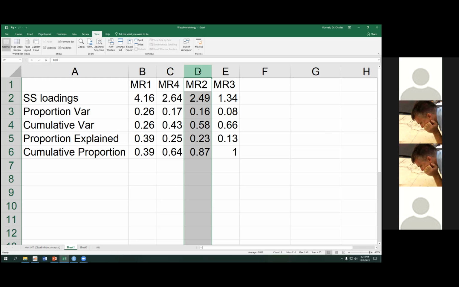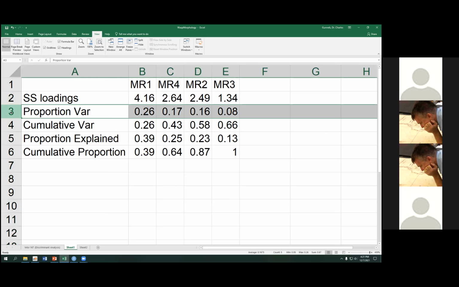The first factor explains 26% of the variation in the data. The second one explains 17% of the variation in the data, then 16, then 8% of the variation in the data. So each of these are doing a pretty decent job explaining the information, with maybe the fourth factor not giving us much. So that's a statistical interpretation about whether these are useful factors or not.